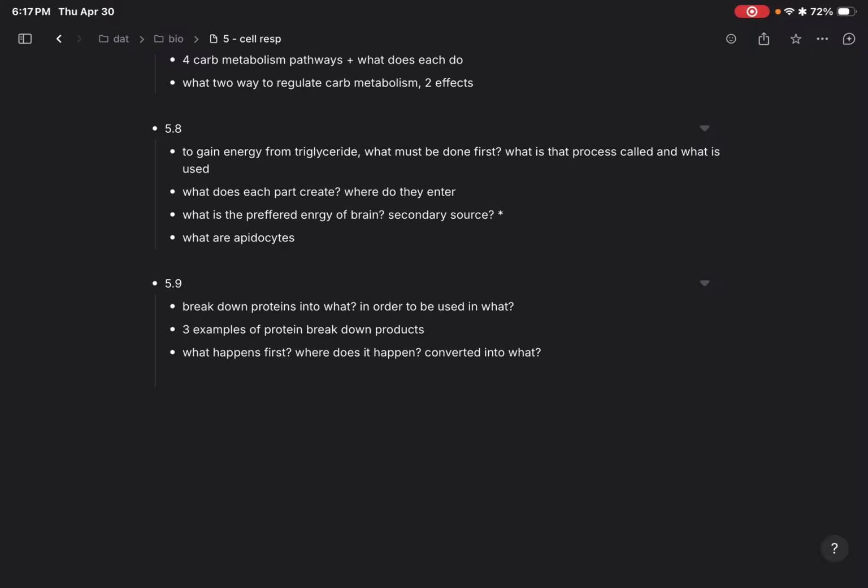What happens first? Where does it happen? Converted into what? I don't know where this happens, it doesn't say anywhere here. Converted into what? Urea? Oh, you just have to break it down. I think that's going to happen in the kidneys. And then convert it into what? It's converted into urea. So, yeah, that's all for now.